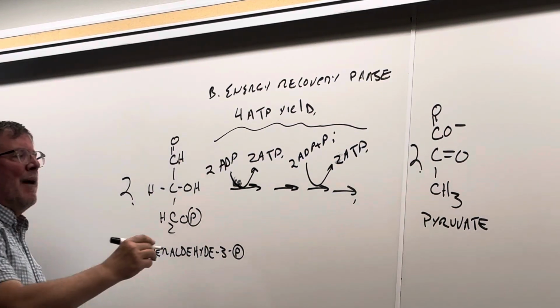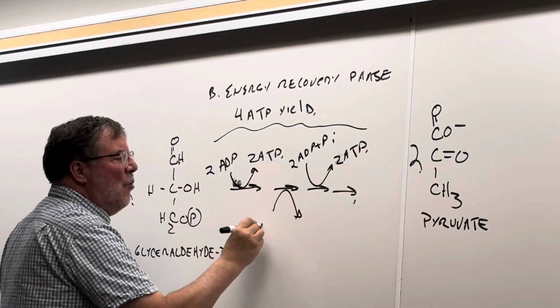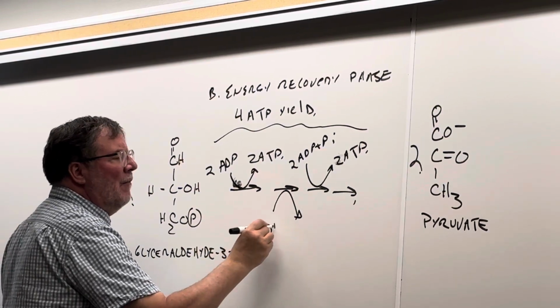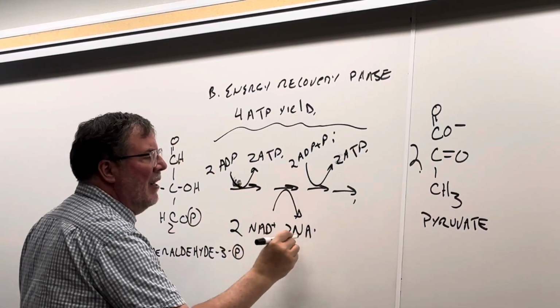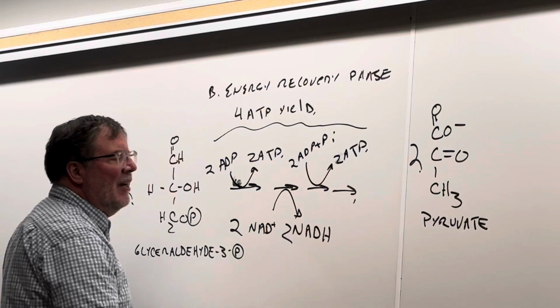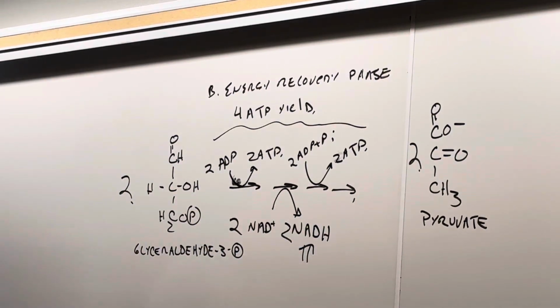Then the other thing that happens in here is there's an oxidation involved, and this all happens twice, so we make 2 NADH, our high energy electron carrier, that ultimately will go to the electron transport chain.